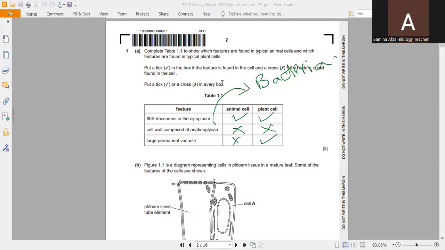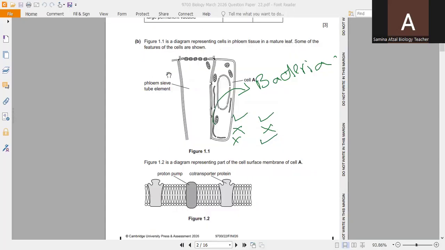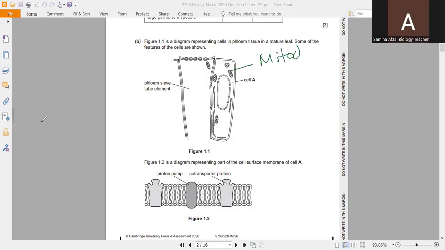So, question number 1, part B. Figure 1.1 is a diagram representing cells in phloem tissue in a mature leaf. Some of the features of the cells are shown. You can see phloem sieve tube element, and cell A is there. You can see mitochondria. You can see plasmodesmata.